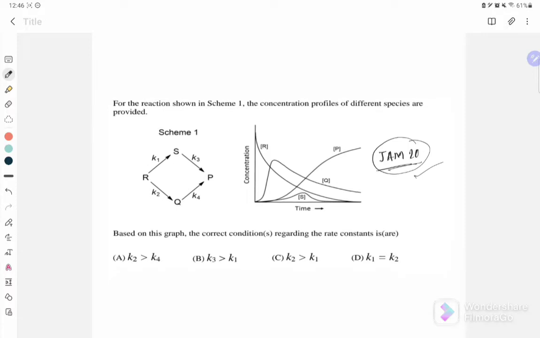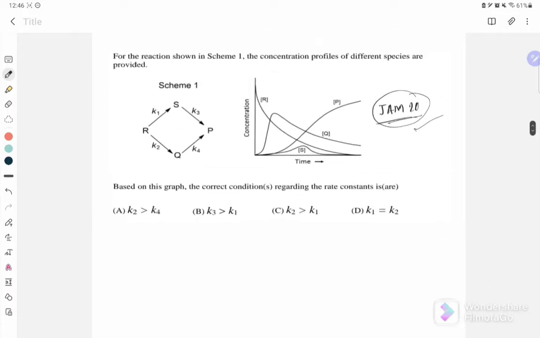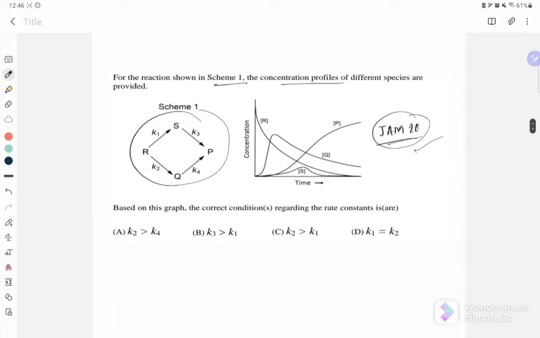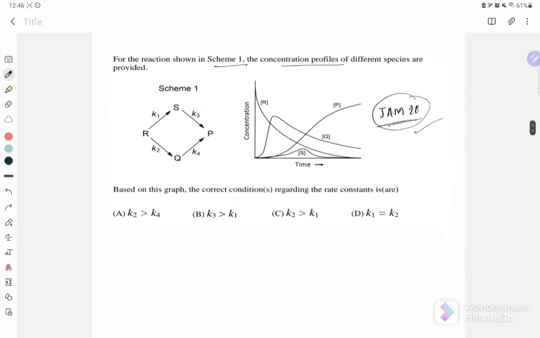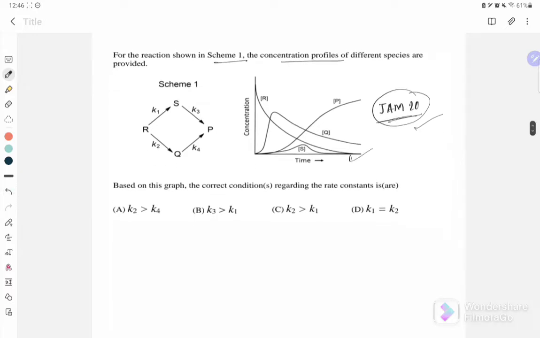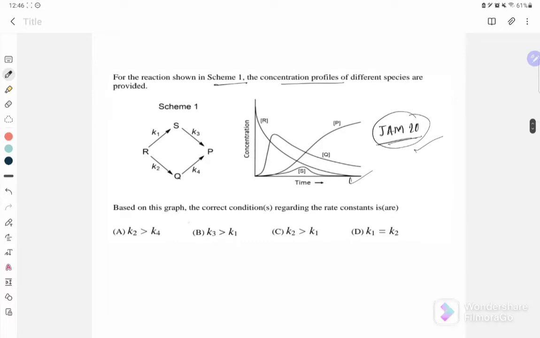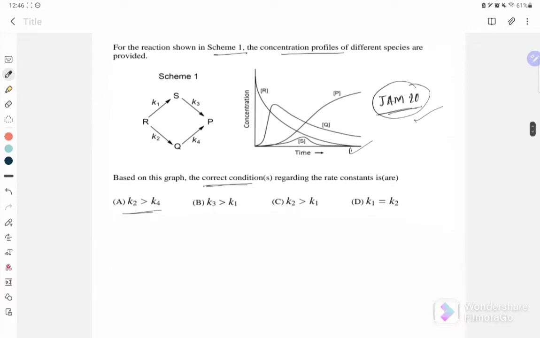Okay, so what is the question? This is a graph type question. The reaction scheme 1, the concentration profiles are there. Okay, this is the reaction. So these are the graphs of this reaction. So you just have to find what is the correct condition. You just need to know what is the correct condition of these reactions, and this is the graph profile.